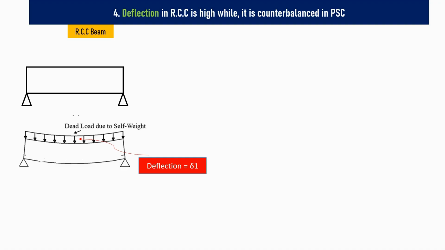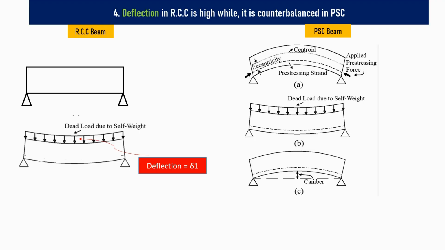The steel reinforcement alone resists the tensile stresses, while the cracked concrete contributes very little. In contrast, prestressed concrete, PSC, members are designed so that initial compressive stresses are introduced before the actual service load is applied, which results in upward deflection of delta dash, which is hogging, and therefore negative.